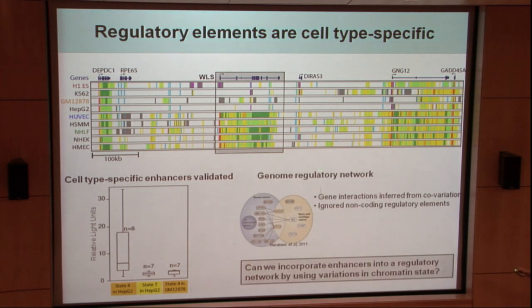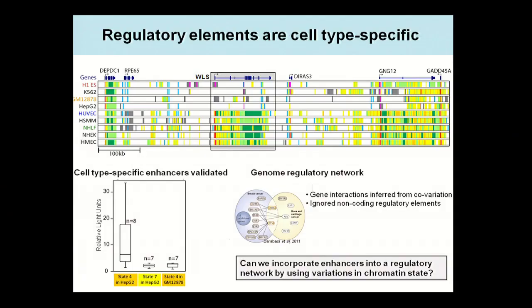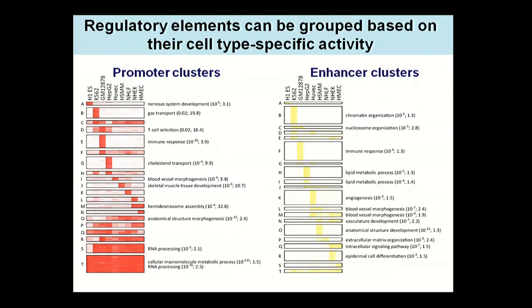So we wanted to begin to annotate these enhancers, these distal elements, and incorporate them into a genome regulatory network. We've seen a lot of these networks that connect genes. But if you think about the underlying biology and the mechanism, genes connect to each other via regulatory elements, via transcription factors and regulatory elements such as enhancers that then activate other genes. So we wanted to incorporate these transcription factors and enhancer elements into this regulatory network.